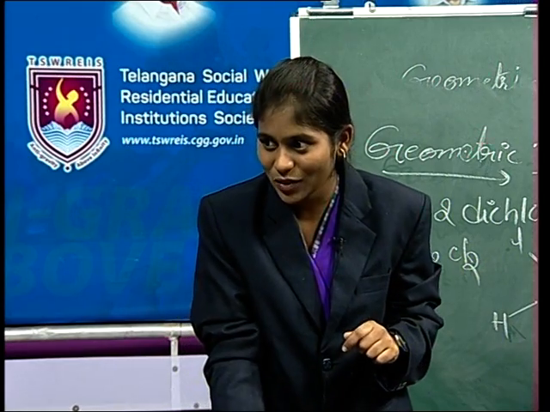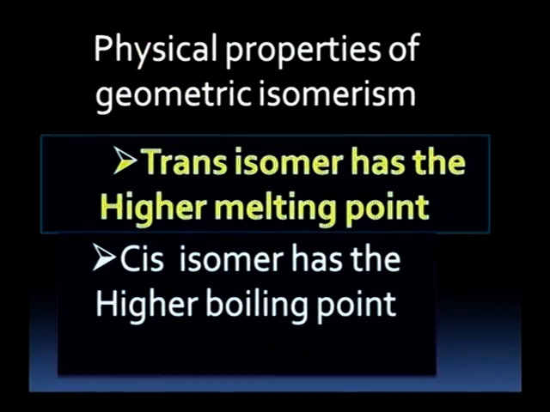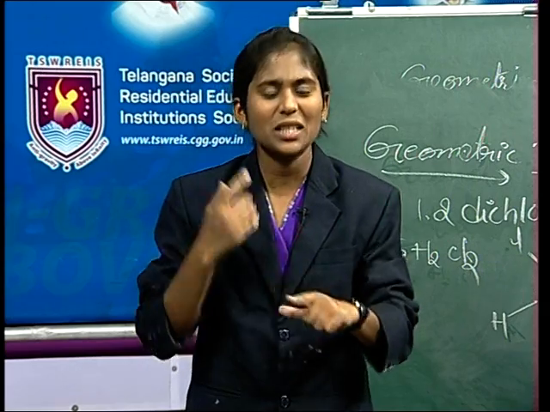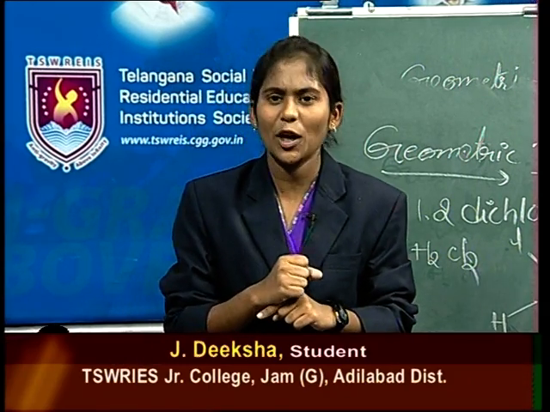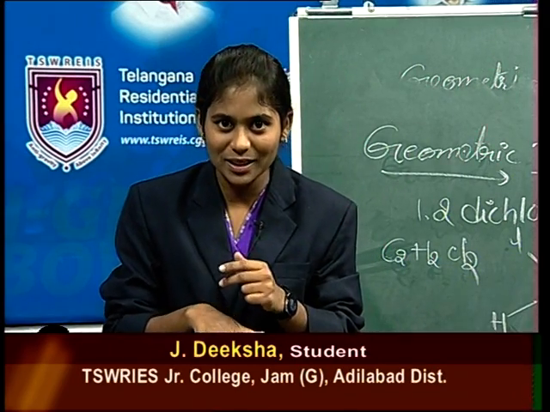Yes. First we can see the physical properties of geometrical isomerism. Here trans isomers have the higher melting point, and cis isomers have the higher boiling point. So here we can observe one thing: the trans has the higher melting point, which means automatically a lower boiling point. Catch my point?